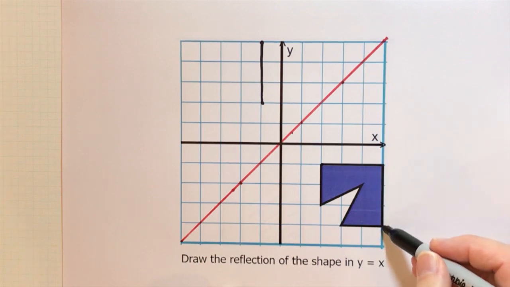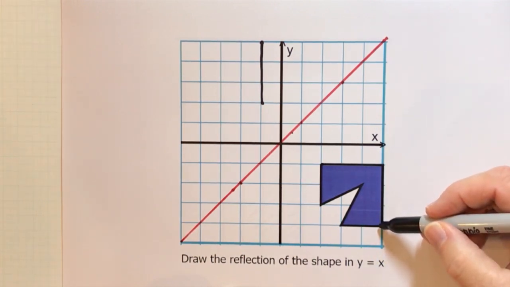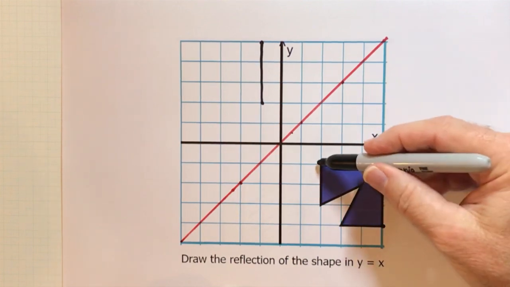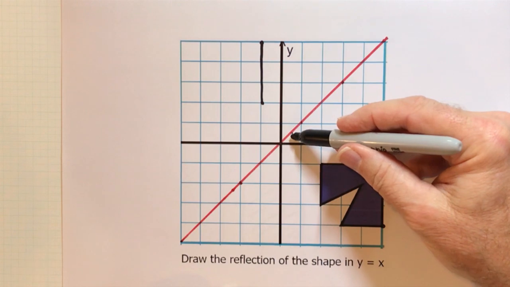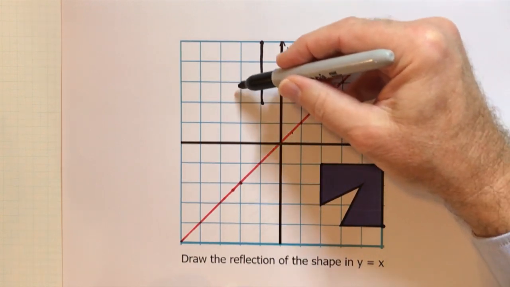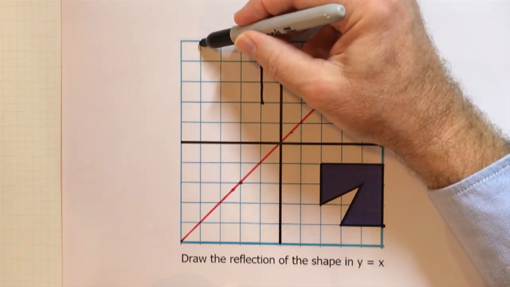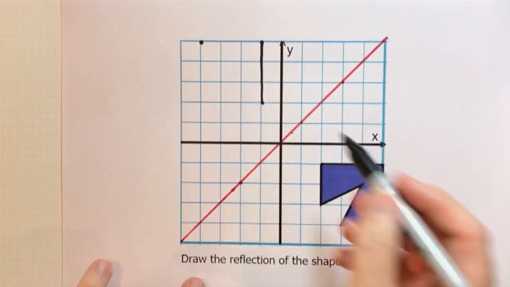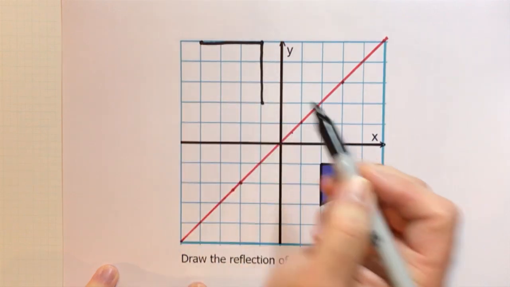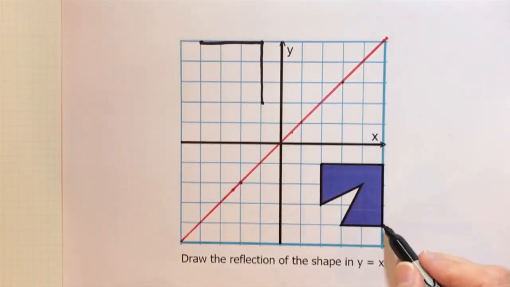Now I'm going to come down to this bottom right point here. This is a bit more tricky. It's 1, 2, 3, 4.5 away from the mirror. So a half, and then 1, 2, 3, 4. It's way up here. So another edge of my image is that line there. So I've done that one.